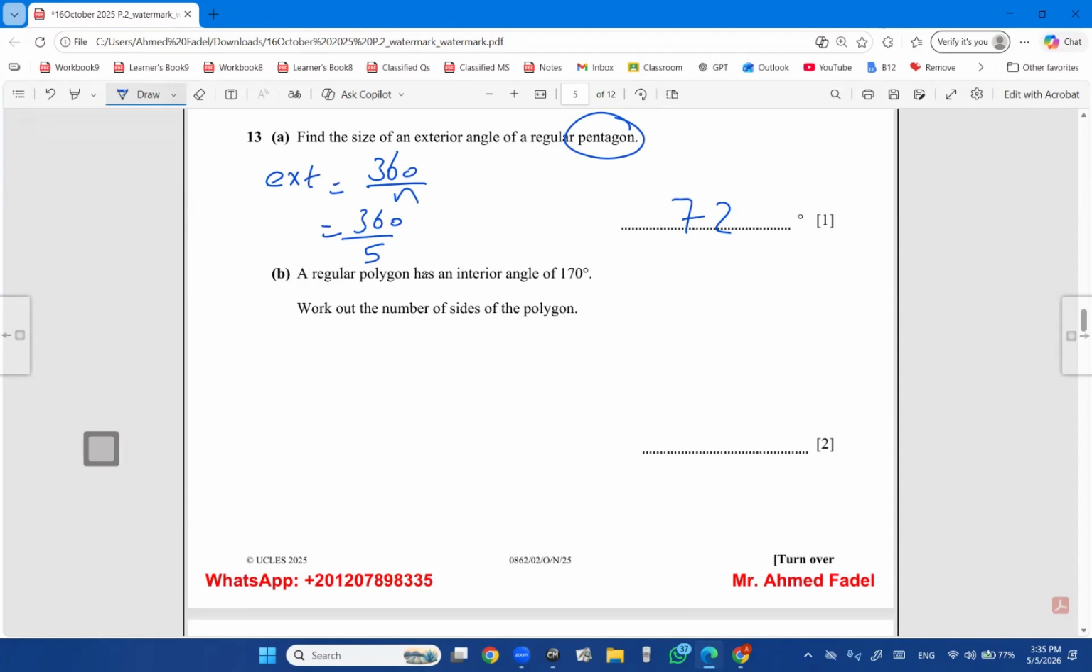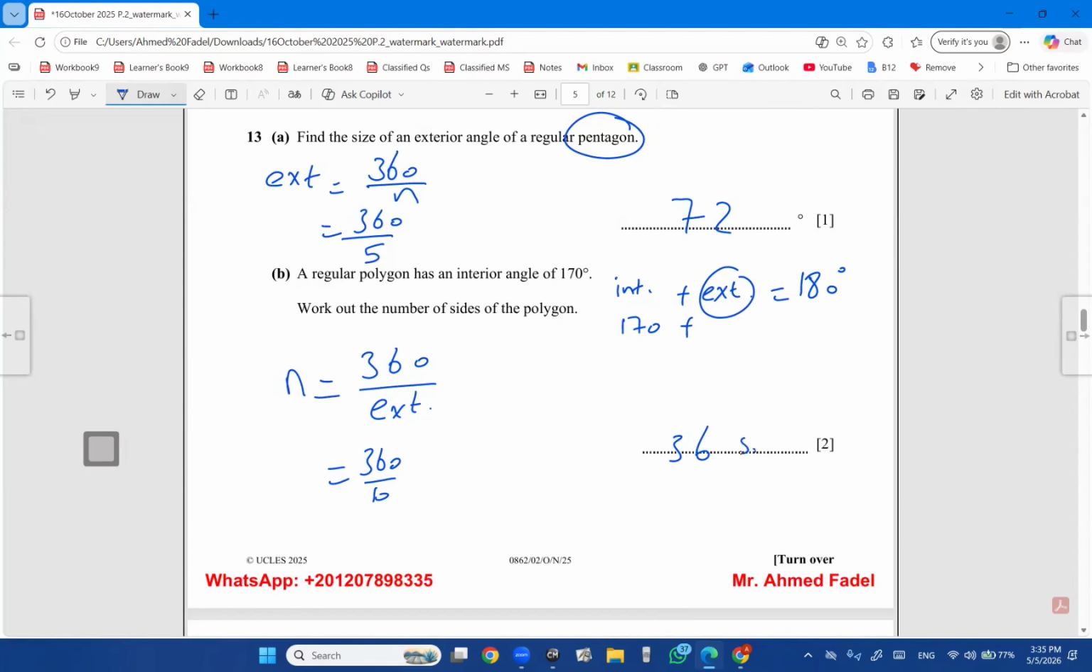A regular polygon has an interior angle of 170 degrees. Work out the number of sides of that polygon. So mister, we learned that the number of sides is equal to 360 over exterior. Yes, but we don't know what the exterior is equal to. But you know the interior is 170. So you know that interior plus exterior equals 180 degrees. So if the interior is 170, then the exterior must be equal to 10. So it's 360 over 10, which is 36 sides.